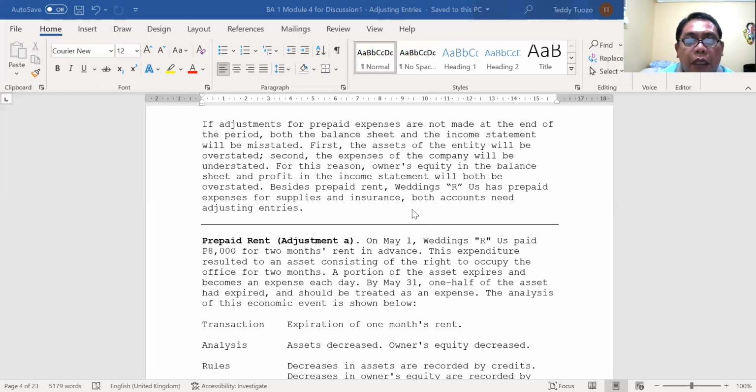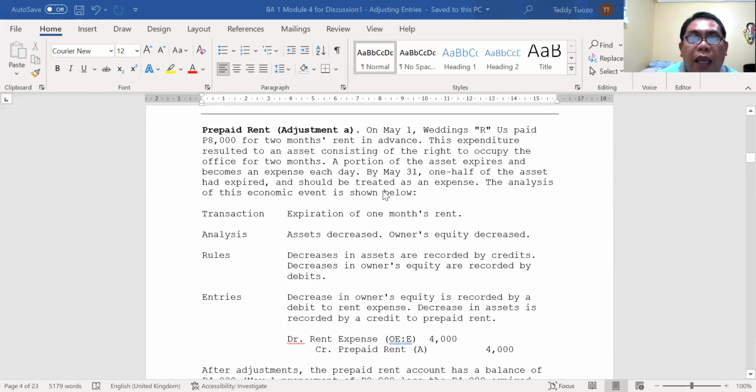Okay. If it is an expense, the income is overstated, because I did not deduct the expense. If it is an income, it will be understated. For example, if we fail to recognize an adjusting entry for an earned income, then we fail to recognize the income, meaning the income statement is understated, if we do not adjust for an earned revenue.